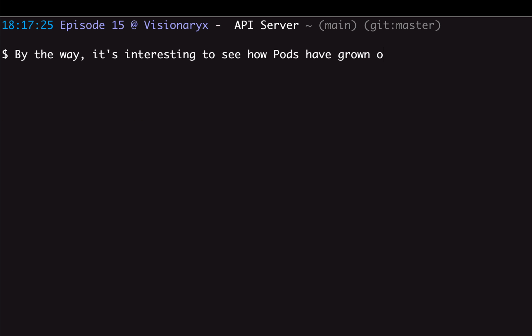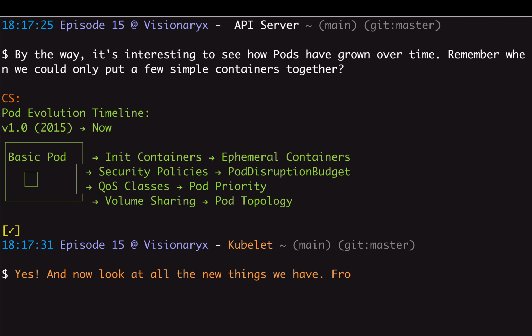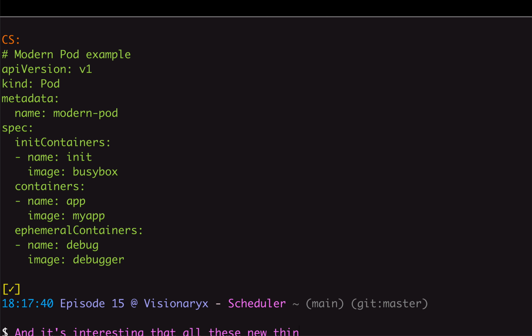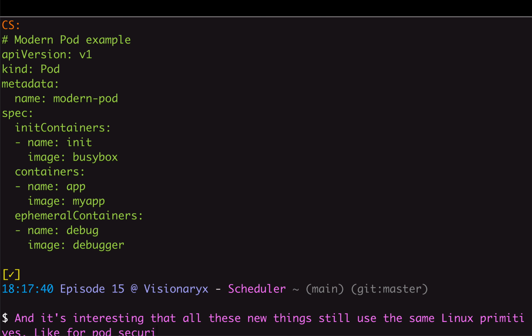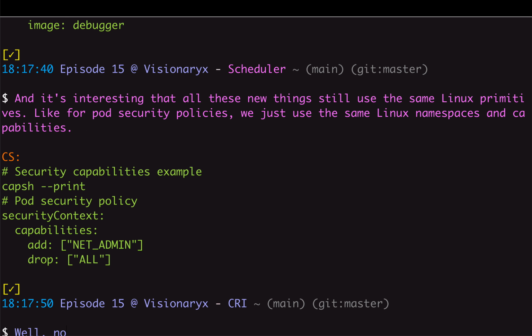By the way, it's interesting to see how pods have grown over time. Remember when we could only put a few simple containers together? Yes, and now look at all the new things we have, from init containers to ephemeral containers, from pod security policies to pod disruption budgets. And it's interesting that all these new things still use the same Linux primitives, like for pod security policies. We just use the same Linux namespaces and capabilities.